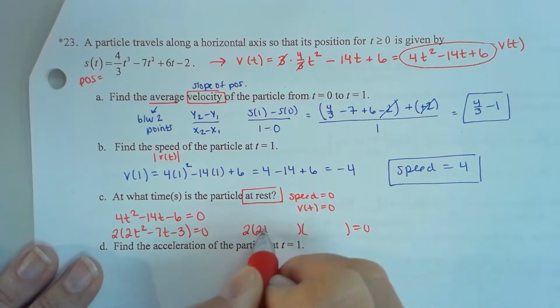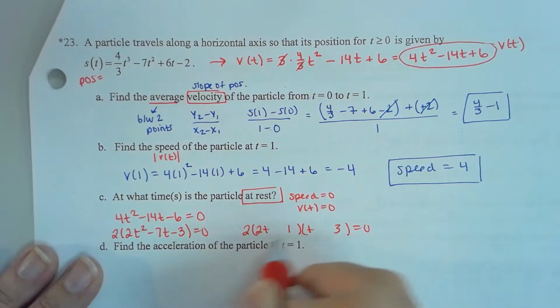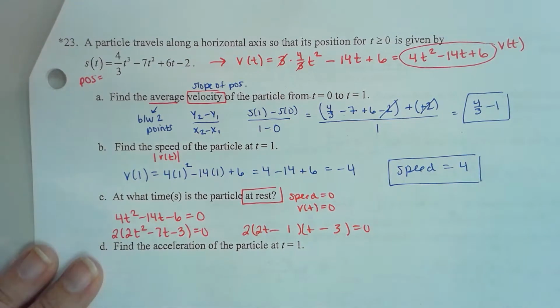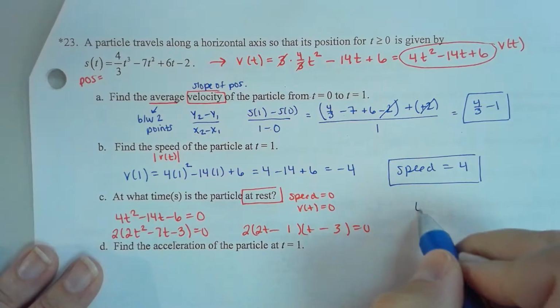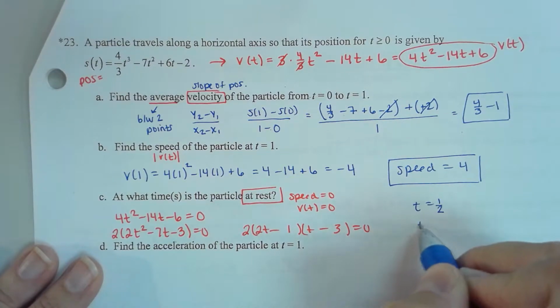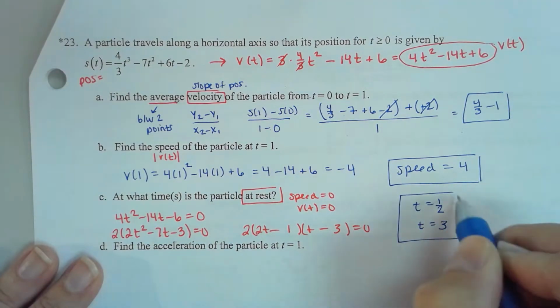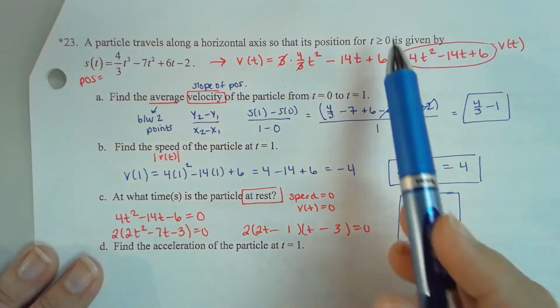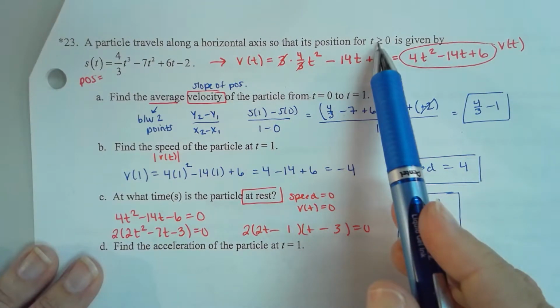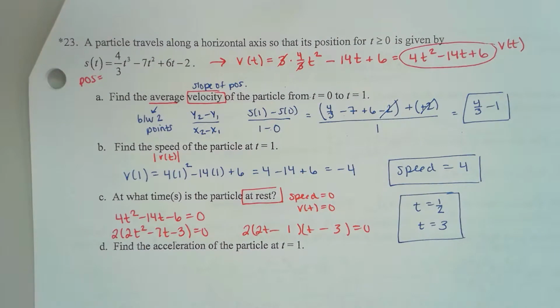Let's try a 2t and a t. Let's put a 3 and a 1, minus, minus. So I'm going to set each of those pieces equal to 0, so I get t is equal to positive 1/2, and t is equal to 3. And I'm going to keep both of those because it says time is greater than 0, so we'll keep those. If any of them happen to turn out to be negative, that's when we would eliminate one.